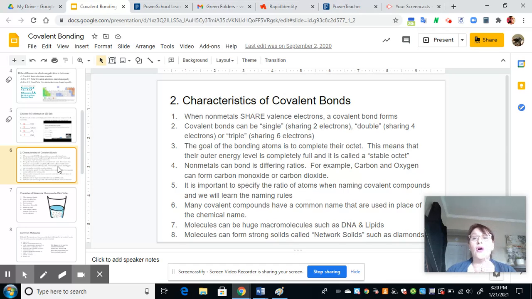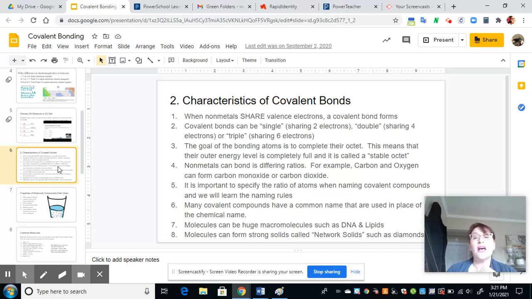Number 3, the goal of these atoms bonding is to complete their octet. The shared electrons get to count for both of the atoms' octets. And this means that the outer energy level will be completely full for both of them. And when they achieve that kind of configuration, it's called a stable octet. That's the goal of these atoms when they bond with other atoms, to achieve their stable octet. And most of the time, that means 8 valence electrons. But the shared electrons get to count for both atoms that are bonding.